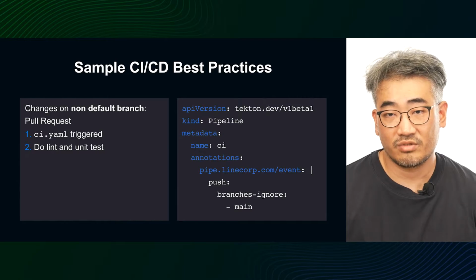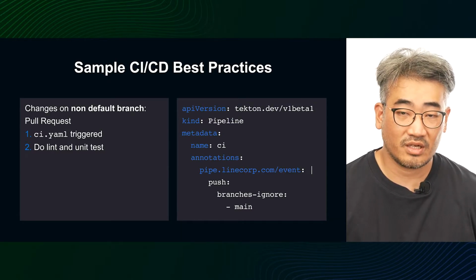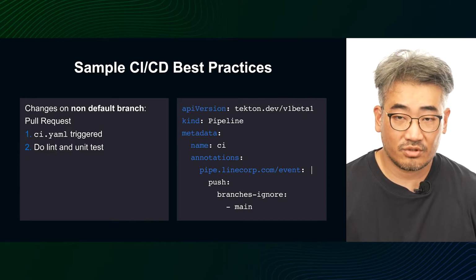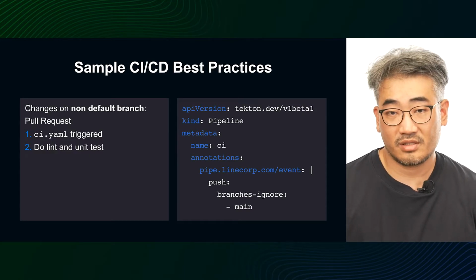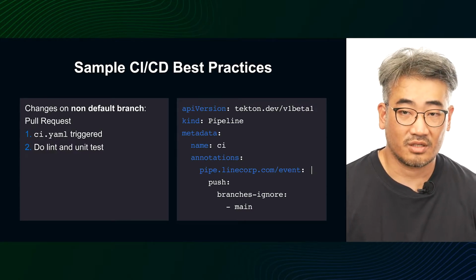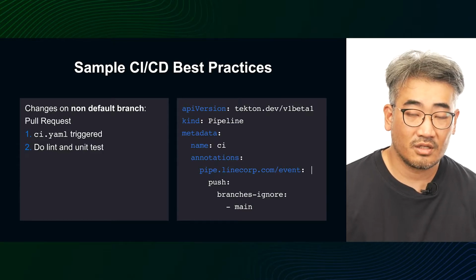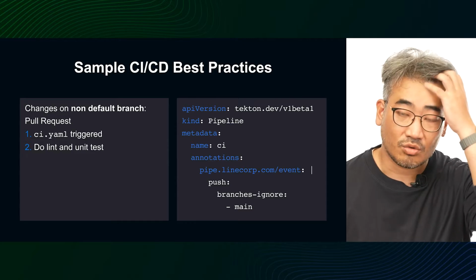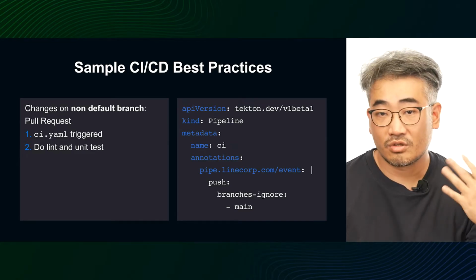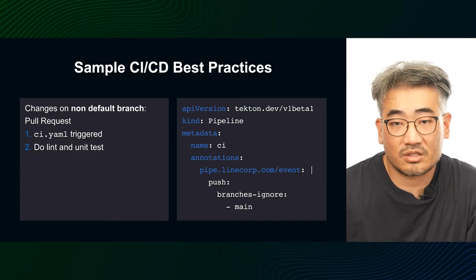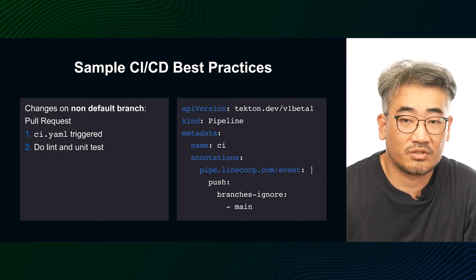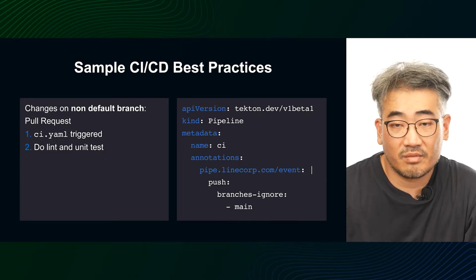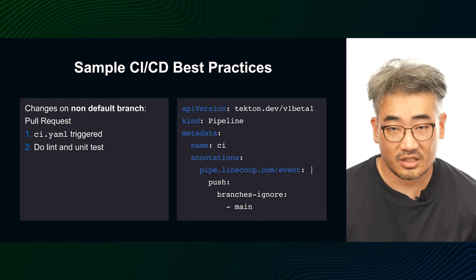You can see tekton.dev v1beta1. And annotation is pipe.line.com event. And below that annotation, you can see GitHub Actions syntax in a usable format. So you can just put in this syntax and it just works the same as GitHub. So it has branch ignore. So if it's not the main branch, CI pipeline is run.